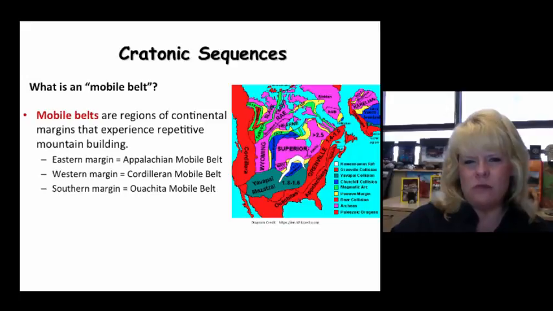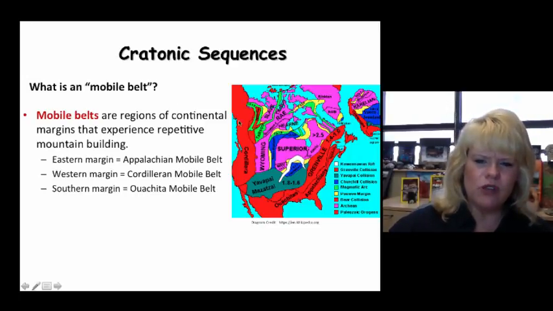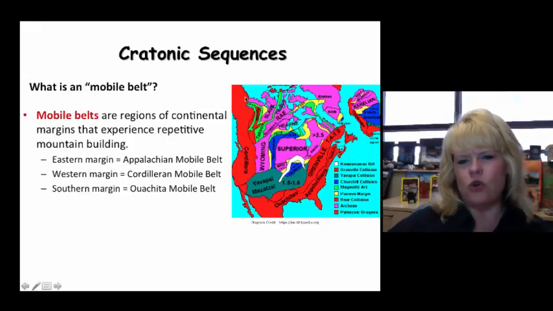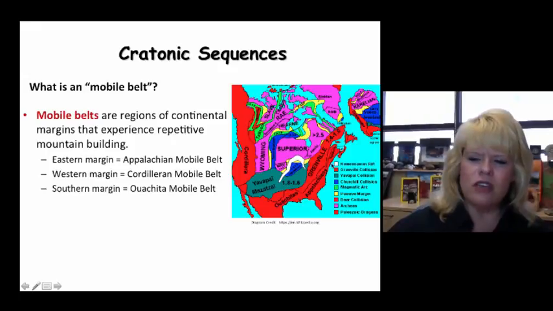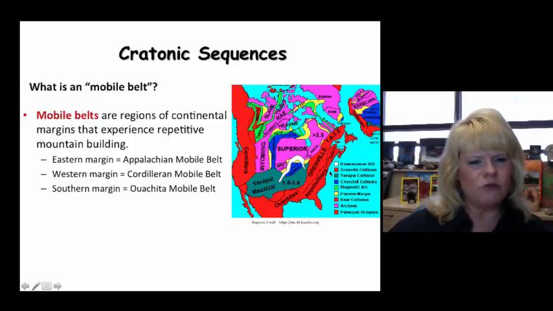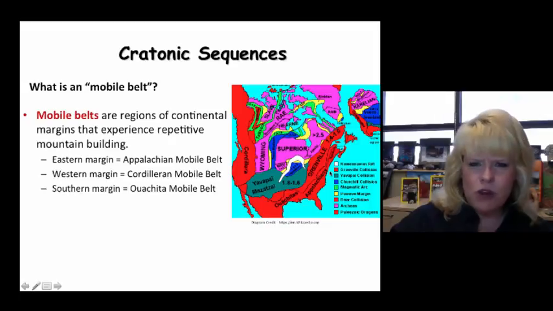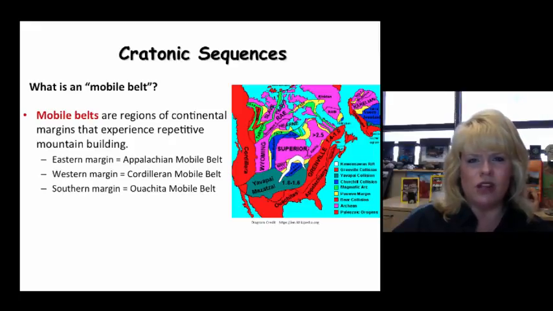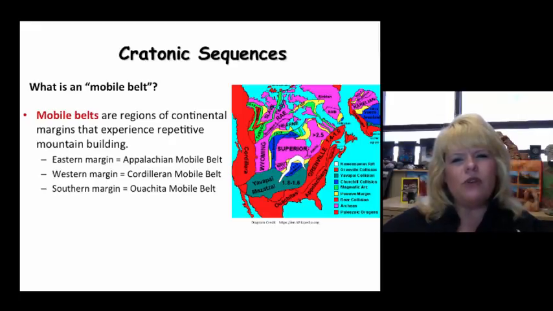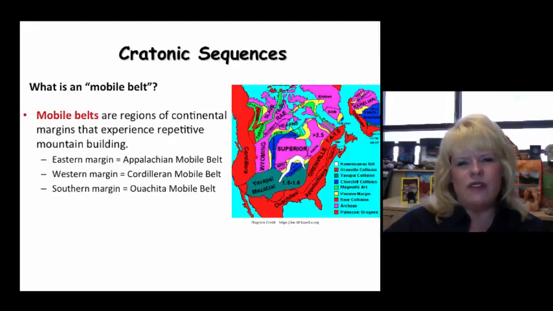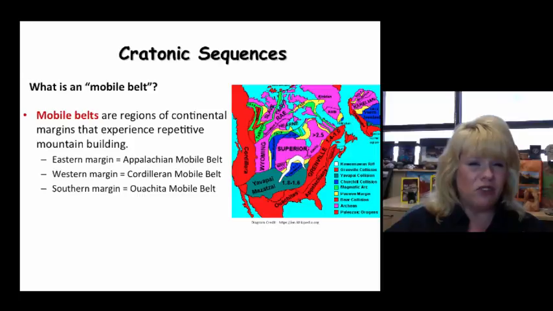So mobile belts, I mentioned that word earlier, those are regions along the perimeters or margins of a continent, like the Cordilleran Belt here, the Ouachitas from down south, and then on the east side of North America, we have the Appalachian Mobile Belt. You're going to need to know what all three of those are and which part of the continent they represent. There'll be themes that come up regularly in every geologic period when we get to the Phanerozoic, because we have mountain building episodes that have occurred in which we have evidence of that mountain building, even though the mountains may be gone.